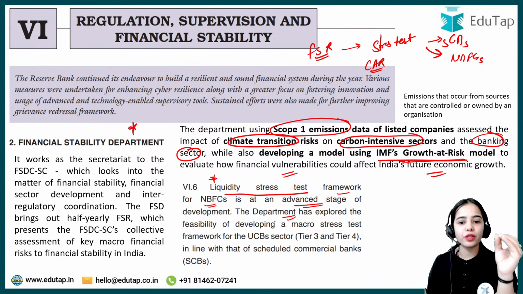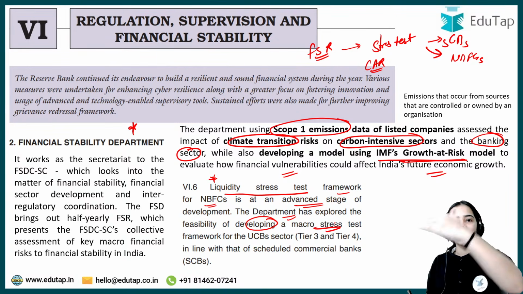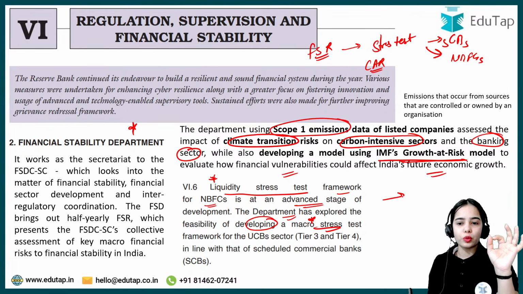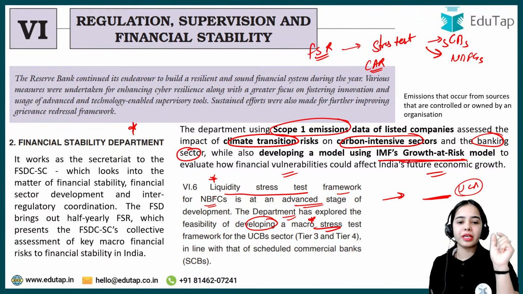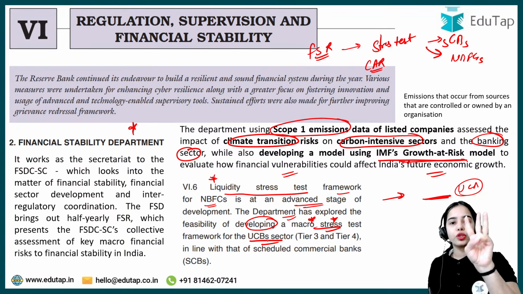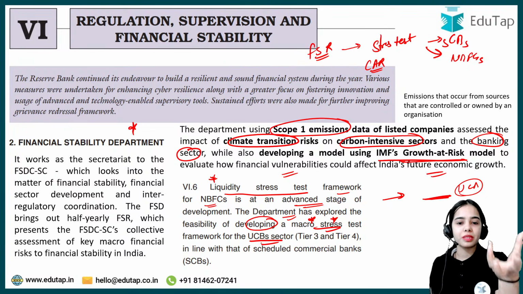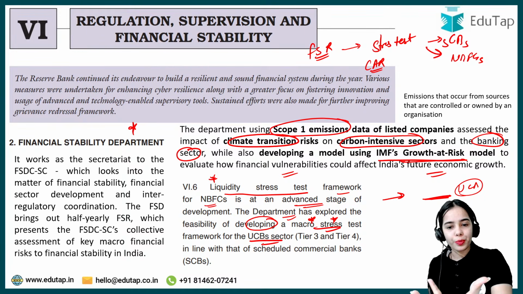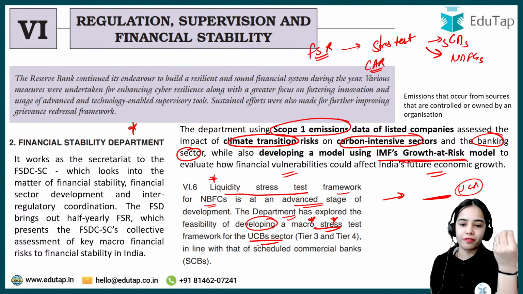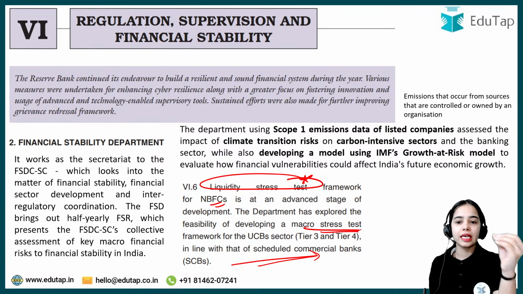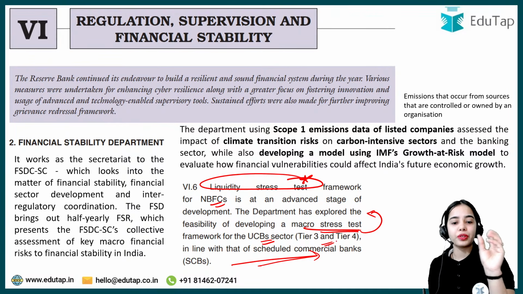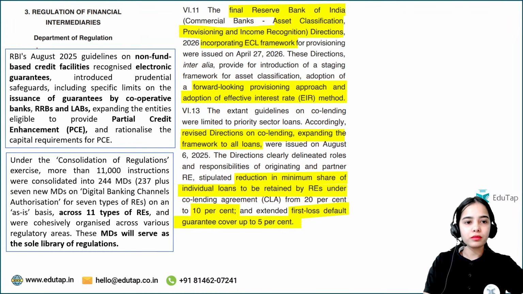The department has explored the feasibility of developing the macro stress test, which sees what will be the condition of a particular banking category in the future in the baseline scenario and in the stress scenario. So the Financial Stability Department has explored the feasibility of developing a macro stress test framework for the urban cooperative bank sector, especially tier 3 and tier 4. Tier 3 and tier 4 are the largest of the urban cooperative banks. That's why it has been said that for these very large urban cooperative banks, the macro stress test will be developed in line with that of scheduled commercial banks. So liquidity stress tests are being developed for the NBFCs, and the development of macro stress tests is being explored for urban cooperative banks, tier 3 and tier 4 specifically. Now moving forward, in August 2025, last year, the RBI released guidelines for the non-fund based credit facilities.